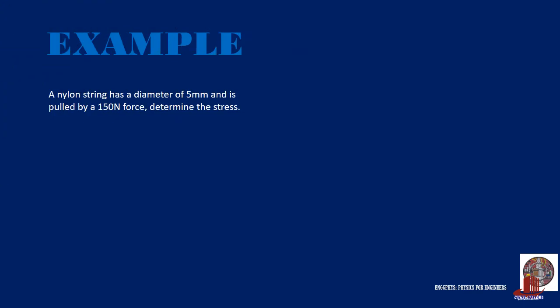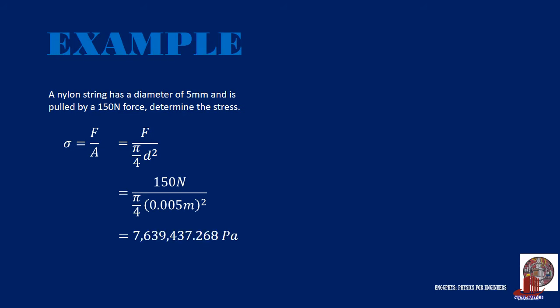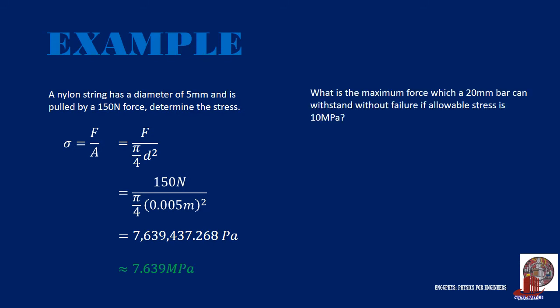Let's have some applications. A nylon string has a diameter of 5 mm and is pulled by a 150 Newton force. Determine the stress. The stress formula is given as sigma is equal to F all over A. Force is already given as 150 newtons, but area is a function of diameter. Thus, we use F all over pi all over 4 d squared. By placing the values, we get 150 newtons all over pi all over 4 times 0.005 meter, that would be squared, which simplifies as 7,639,437.268 Pascal. Or that would be 7.639 megapascal.